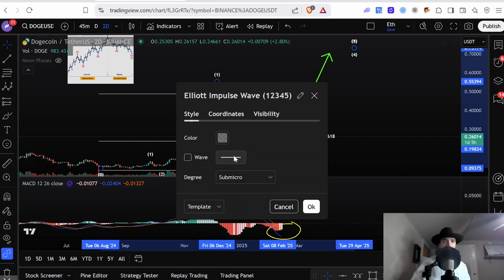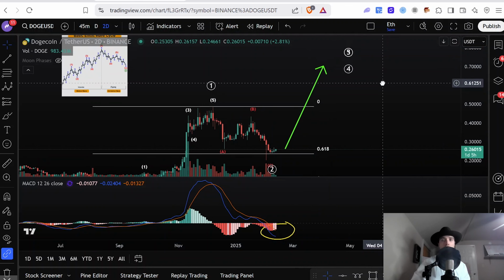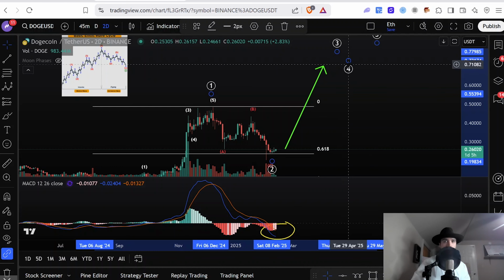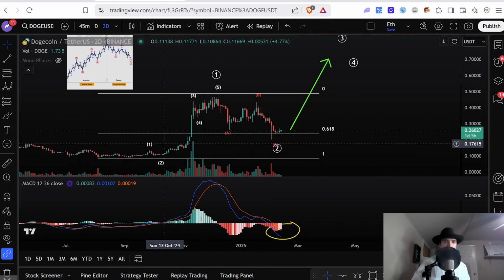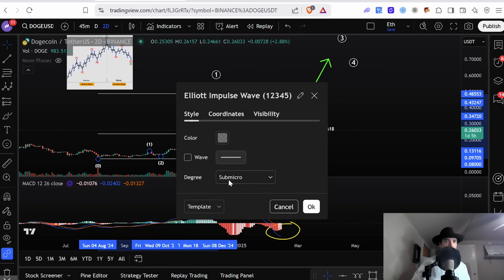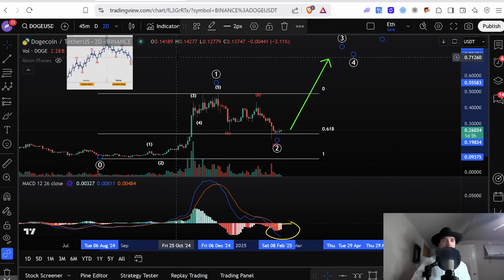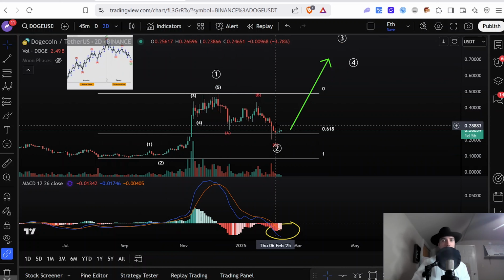You can actually double click on the Elliott wave tool and change it to like a primary cycle. So those numbers are a little bit bigger in comparison to the smaller numbers that we were using for those subwaves right here. So you can change the degree of the Elliott wave right here, and it's going to change how big those numbers are. And that helps you identify whether you're counting a major wave set or a subwave set.